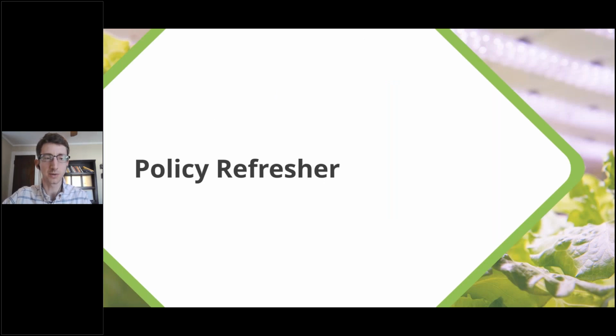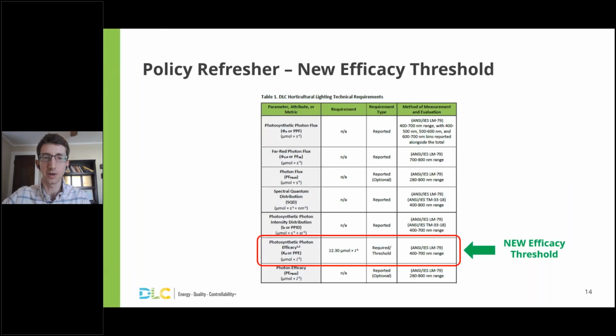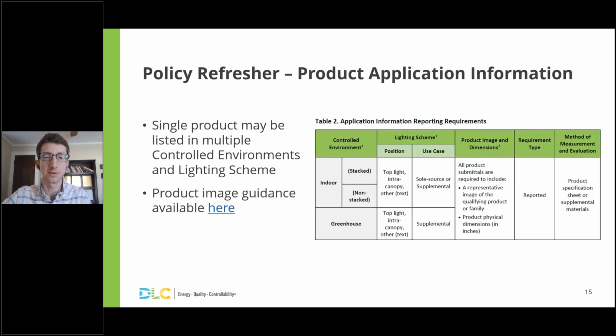And with that, I will move on to the policy refresher. One of the main updates in this version 3.0 policy is a new efficacy threshold. So that's your photosynthetic photon efficacy, or PPE. The new threshold for version 3.0 is 2.3 micromoles per joule.